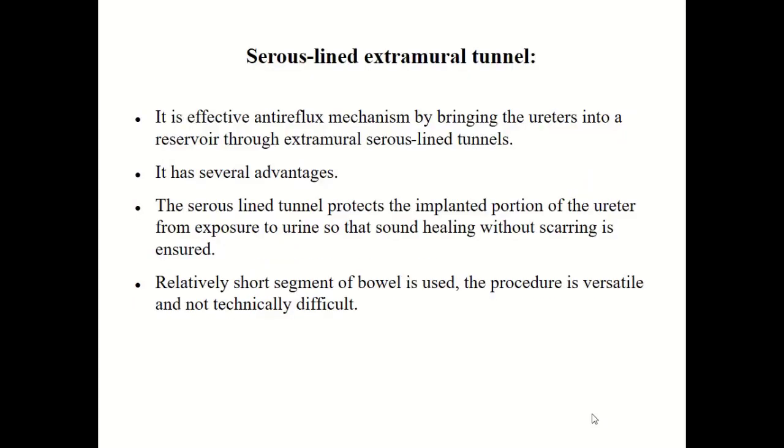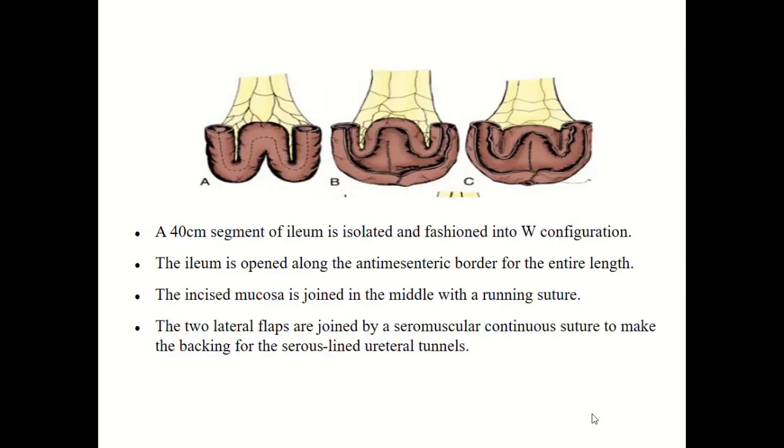Serous-lined extramural tunnel. It is an effective anti-reflux mechanism, bringing the ureter into the reservoir through the extramural serosal-lined tunnel. It has several advantages. The serous-lined tunnel protects the implanted portion of the ureter from exposure to the urine, so that healing without scarring is ensured. Relatively, a short segment of the bowel is used. The procedure is versatile and not technically difficult.